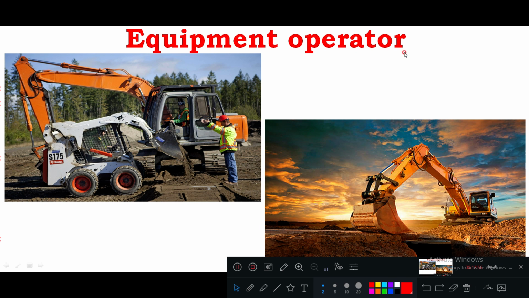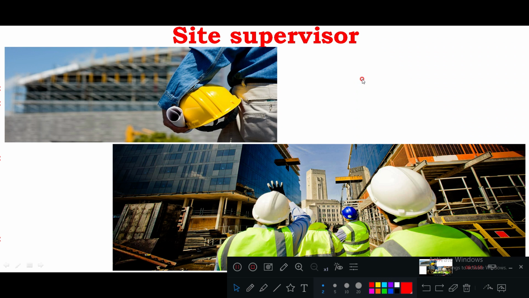And next class of labors is site supervisor. So in any construction site, the supervisor monitors ongoing construction to ensure that the work is being done correctly and project execution stays on schedule.